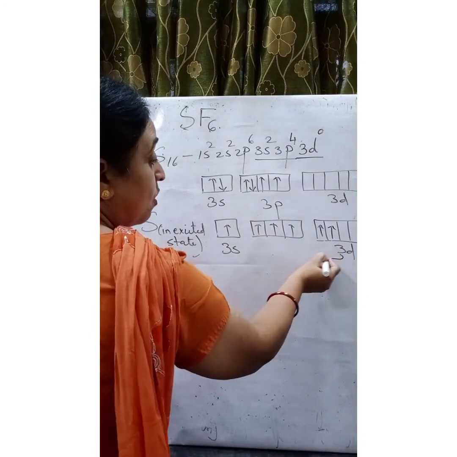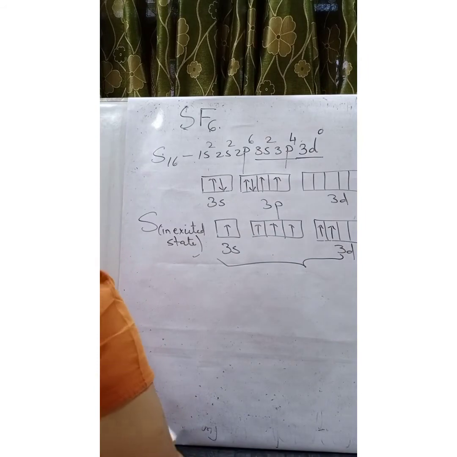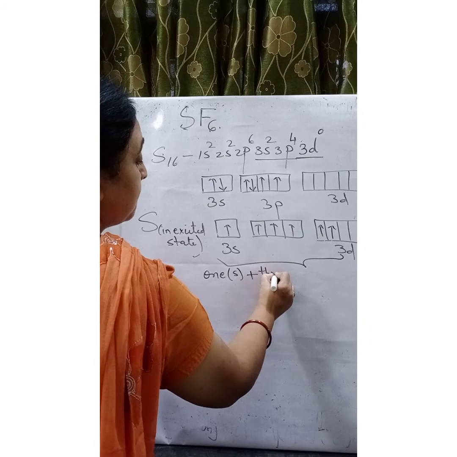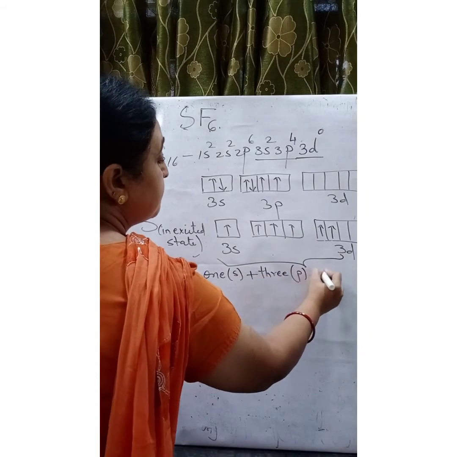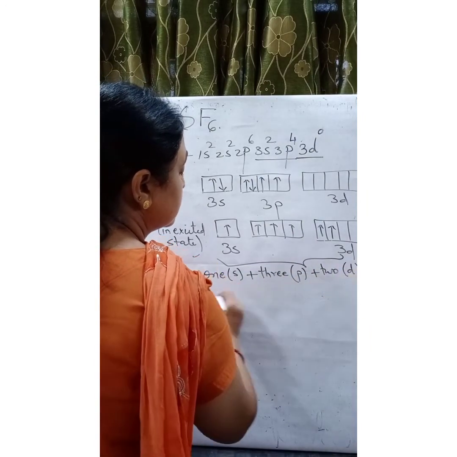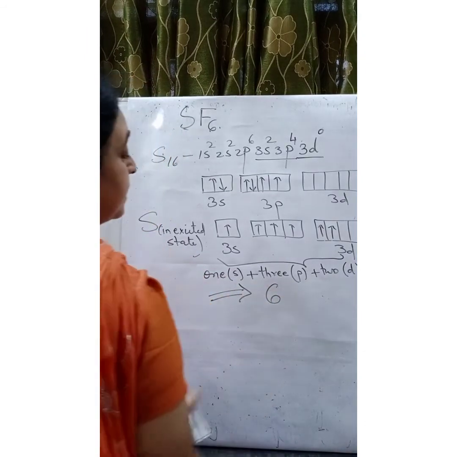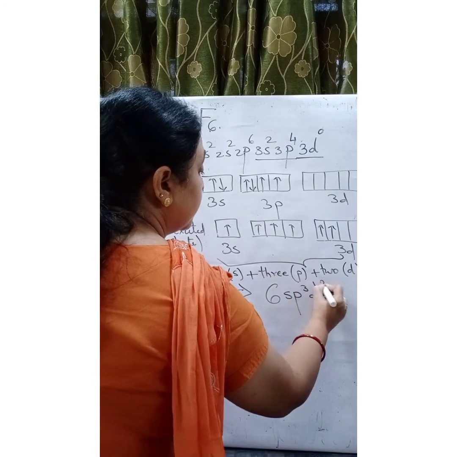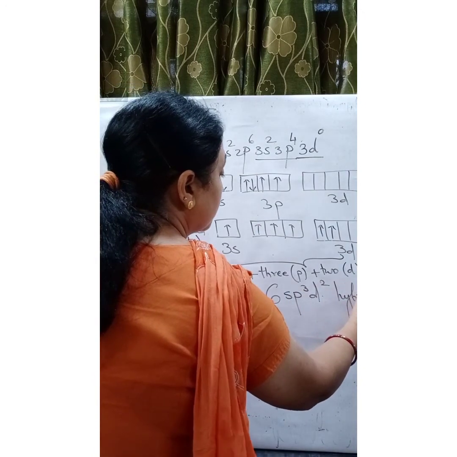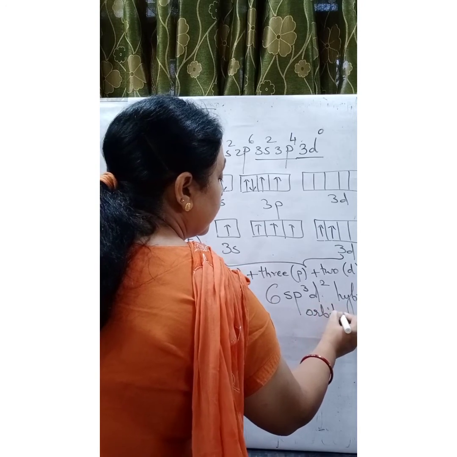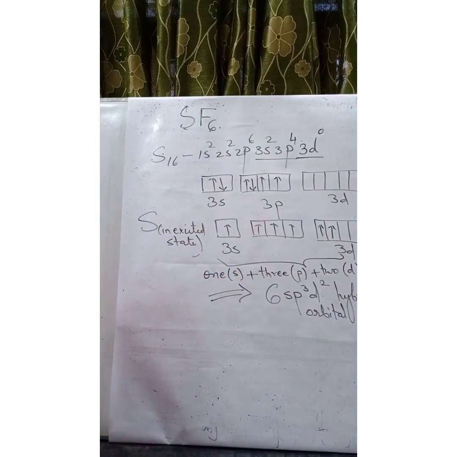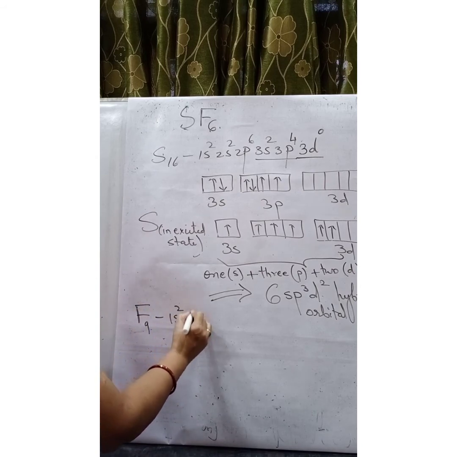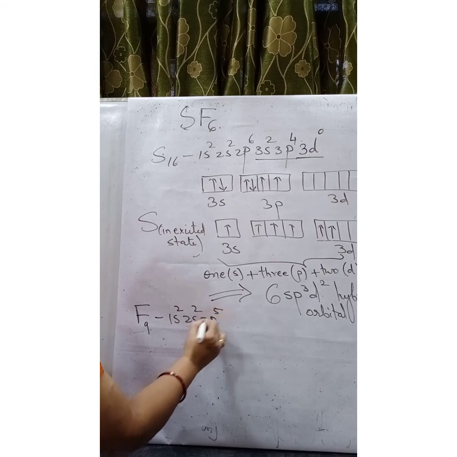Now here all these 6 atomic orbitals undergo hybridization: 1s plus 3p plus 2d orbitals. So a total of 6 are undergoing hybridization to form 6 sp3d2 hybrid orbitals. Now each of the sp3d2 hybrid orbitals is overlapped by a half-filled atomic orbital of fluorine.